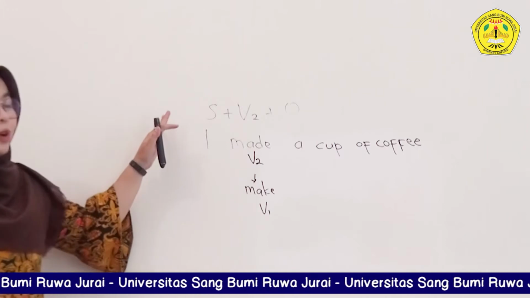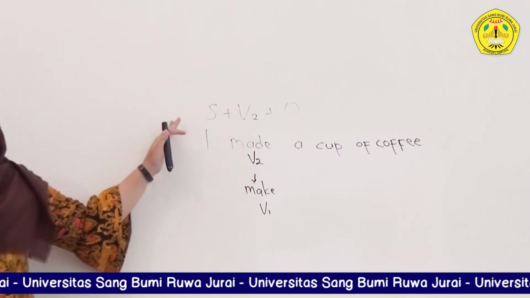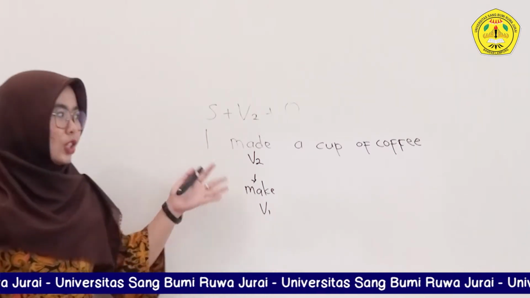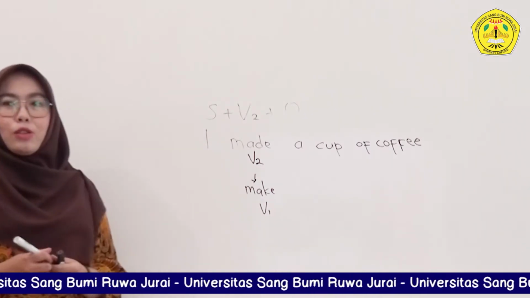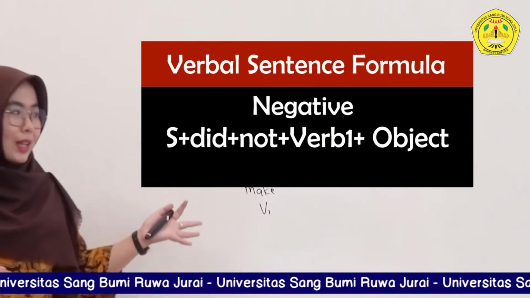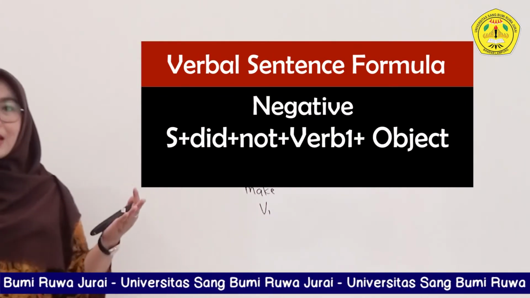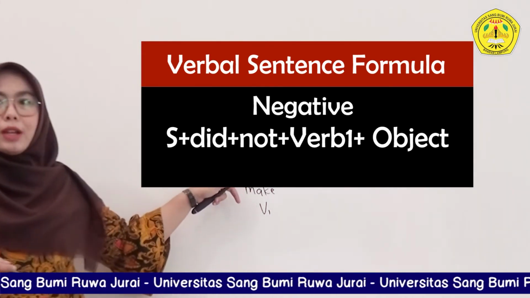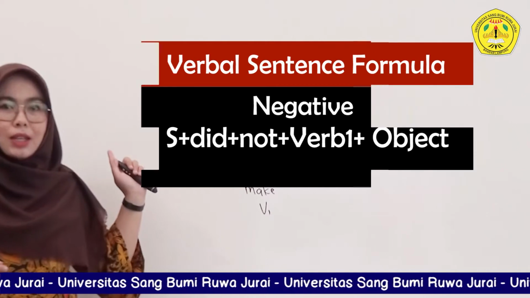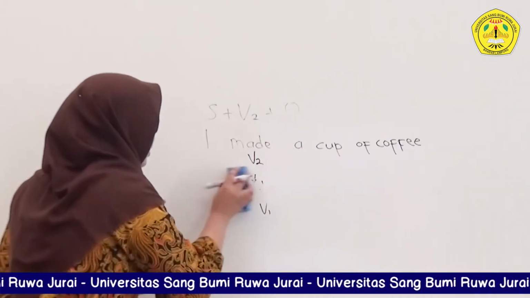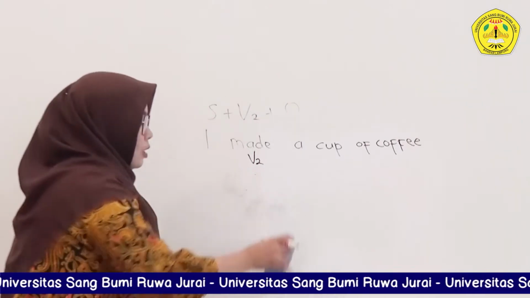So this is a positive one. How to change this sentence to negative? Okay, how to change it? You will also see on the slide, the negative one is subject plus did plus not. And then we will change the verb to become verb 1 plus object. Okay, how to make the sentence? Here we go. We will see.